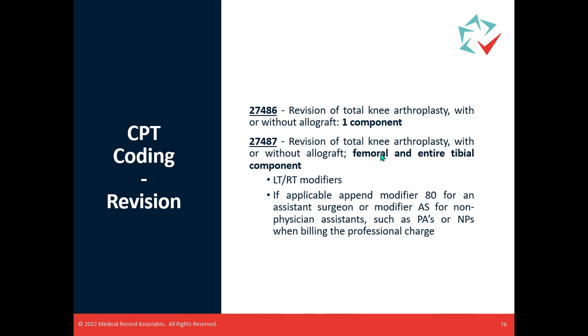The selection of your CPT code to capture the revision of a knee arthroplasty depends on how many components are being revised or removed. I'm sorry, we're just talking about revision here. If only the tibial or the femoral components are revised, or if the polyethylene liner is removed, then 27486 is reported. If both the femoral and the entire tibial components are revised, then report 27487. Allograft could be used to pack any significant bone defects, and this is included in both of these codes, so it's not separately reportable if it's done.